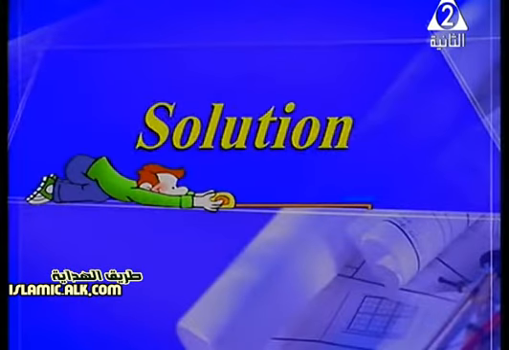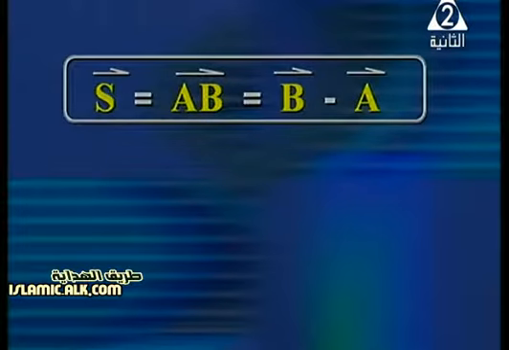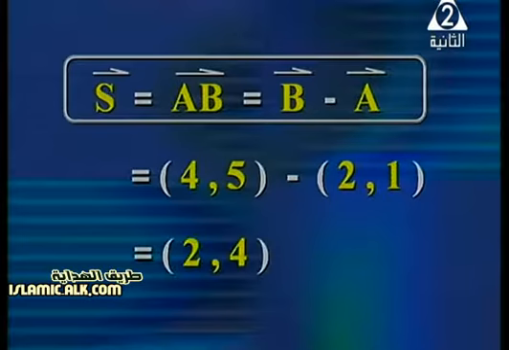Solution: dear student, at first we find the displacement S equals vector AB, B vector minus A vector, or point B minus point A, equals coordinate (4, 5) minus coordinate (2, 1). The answer is (2, 4). Then this is the displacement vector.